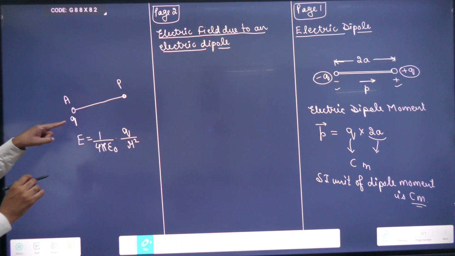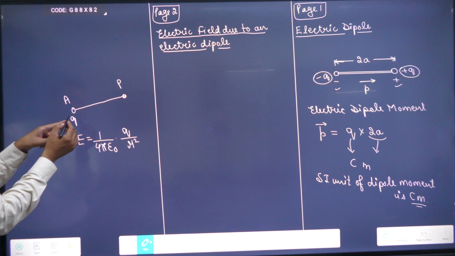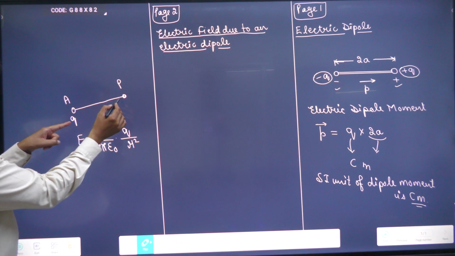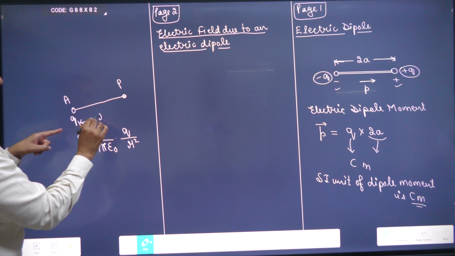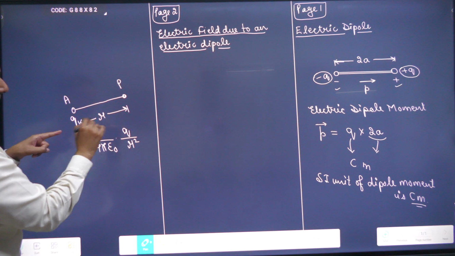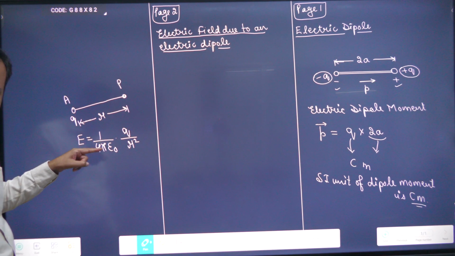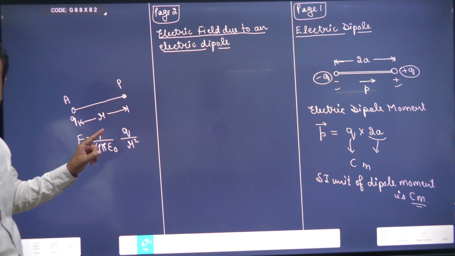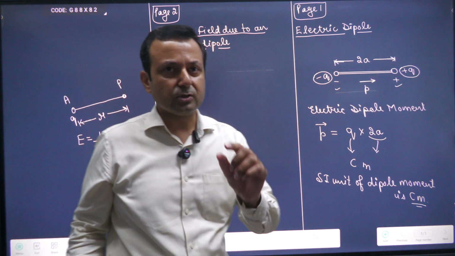The charge is placed at this point, and from this point we want to calculate the electric field at point P. So the distance between A and P is called r. This is the distance r, and the electric field is 1 upon 4 pi epsilon naught q upon r square. This is the case of a point charge.